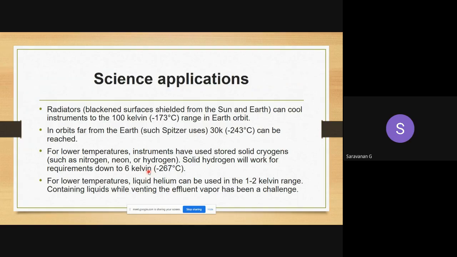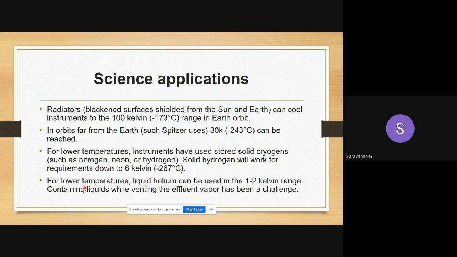That is meant for cooling the system in orbits far from Earth orbit, such as for special usages where the temperature should be in the range of 30 Kelvin. With the previous one, the instruments can be at 100 Kelvin. If you want to go below 30 Kelvin, then for these lowest temperature instrument systems we have to use stored cryogens such as nitrogen, neon, or hydrogen as solid cryogens. That will work for bringing the temperature down from 100 to 20, 30 to 6 Kelvin, very, very low temperatures.